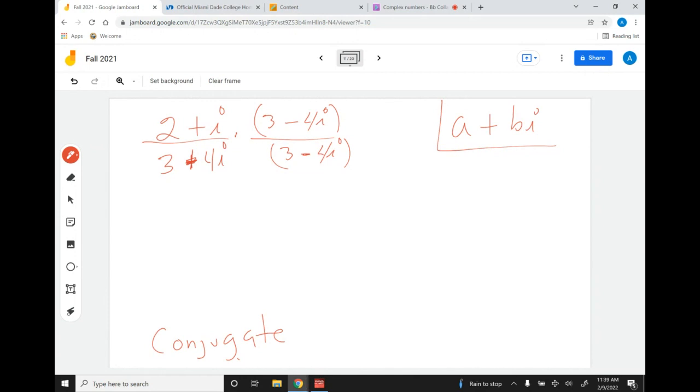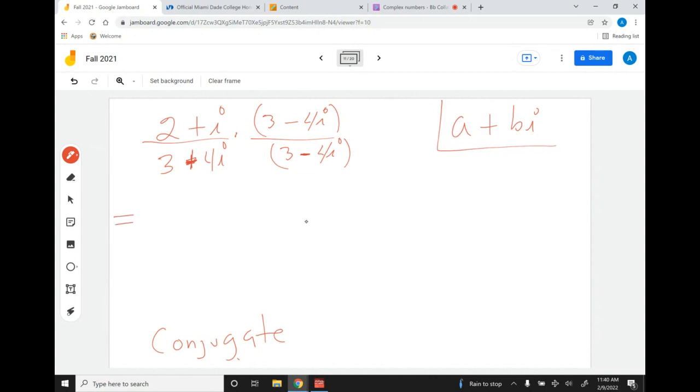Remember that the beauty of the recording is that you can watch this again, and you can forward it, or you can rewind it and watch it again. This is the key. The conjugate, I'll repeat again, is everything the same except the sign in the middle. Not the signs in the front, the sign in the middle. All right, let's see what we end up with here.